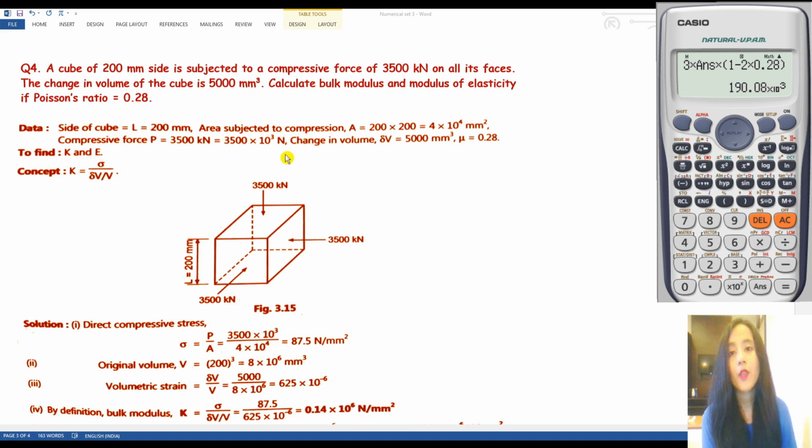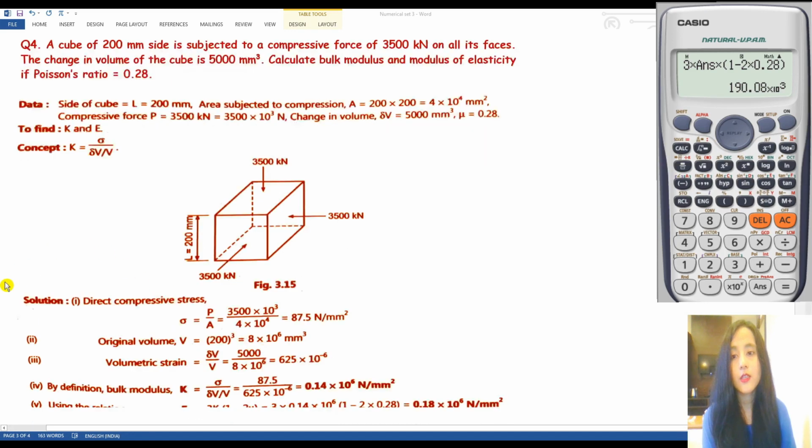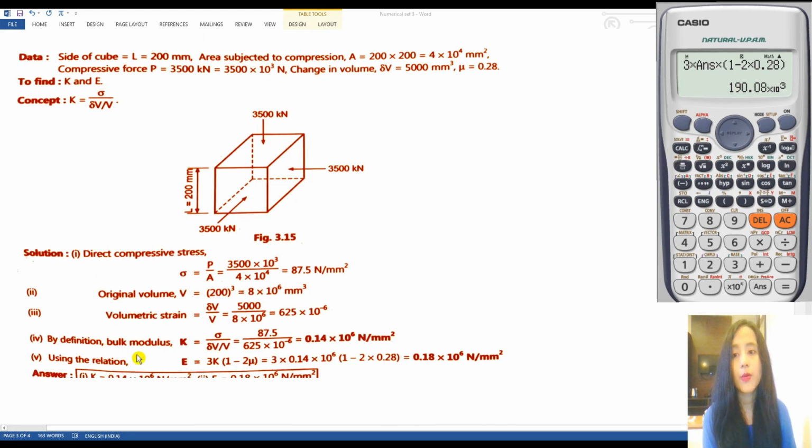So again here, we need to find bulk modulus K. Bulk modulus K is equal to direct stress by volumetric strain. So how much will the direct stress be? I'm going to solve directly here. Direct stress is equal to force by area. How much force is given? 3500 kilonewton is given, so convert it into Newton. It will become 3500 into 10 raised to power 3, divided by area. Since this is a cube, the area will be side square, so 200 square. So this is your direct stress, divided by volumetric strain.